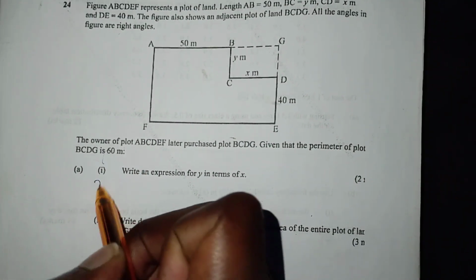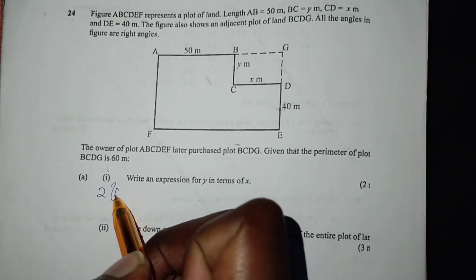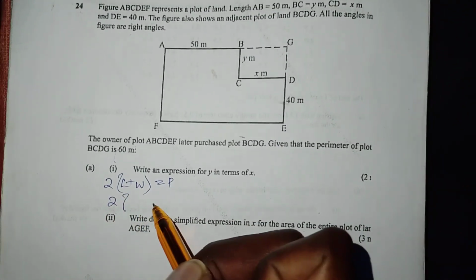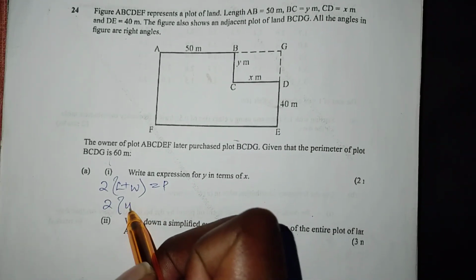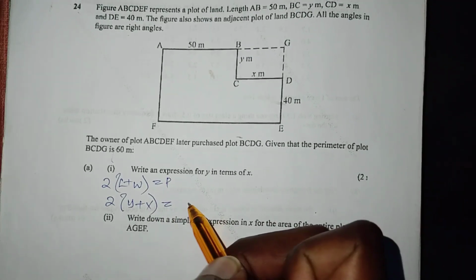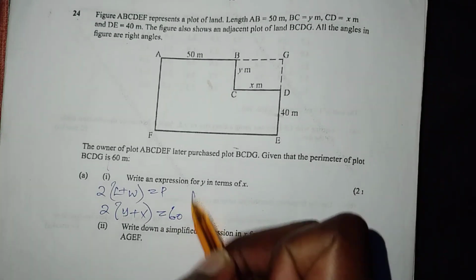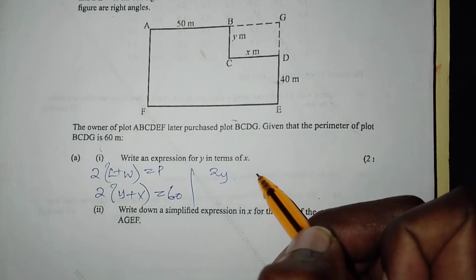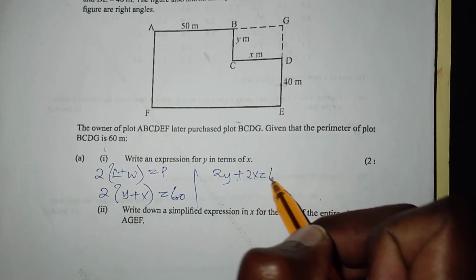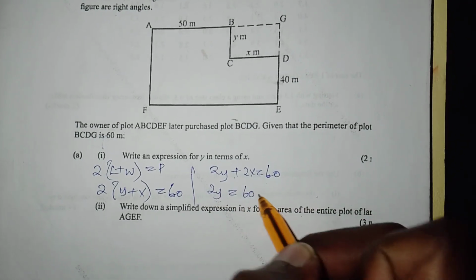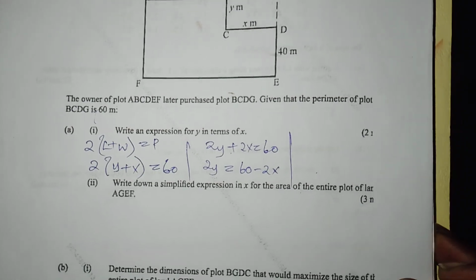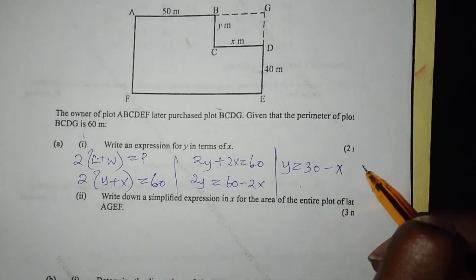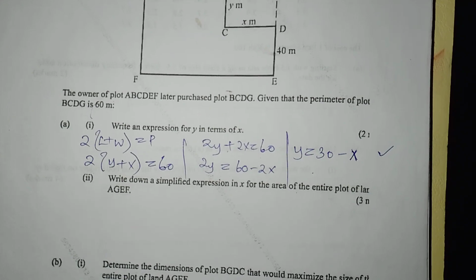So you know that the perimeter of a rectangle is 2 into length plus width. So we have 2 for length, y plus x, is equal to the perimeter, which is 60. They've said write an expression of y in terms of x, so we make y the subject. So we shall have 2y plus 2x equals 60. So 2y is equal to 60 minus 2x, then divide by 2 throughout, and we get y is equal to 30 minus x. So we have an expression of y in terms of x.